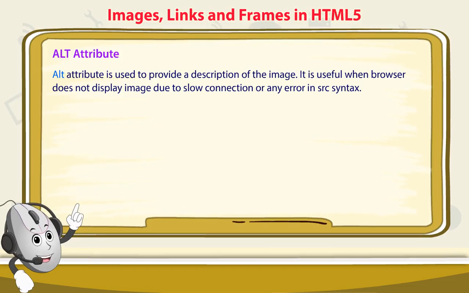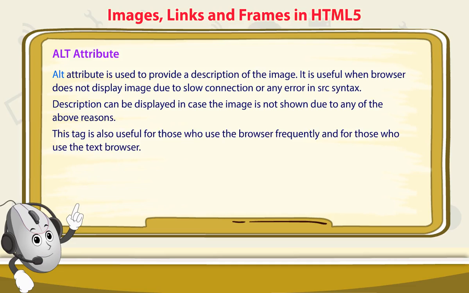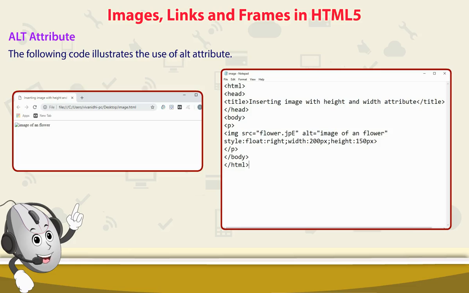ALT attribute. The ALT attribute is used to provide a description of the image. It is useful when the browser does not display the image due to a slow connection or any error in the src syntax. The description can be displayed in case the image is not shown due to any of the above reasons. This is also useful for those who use the text browser. In some cases, the image can be disabled and only text is shown using the ALT attribute. The following code illustrates the use of the ALT attribute.